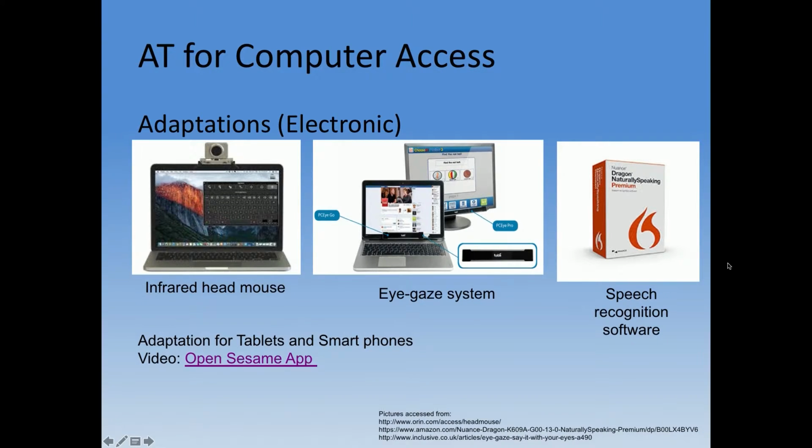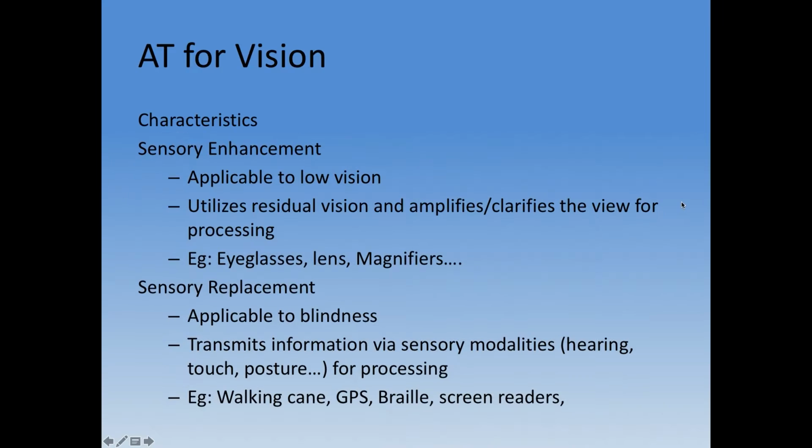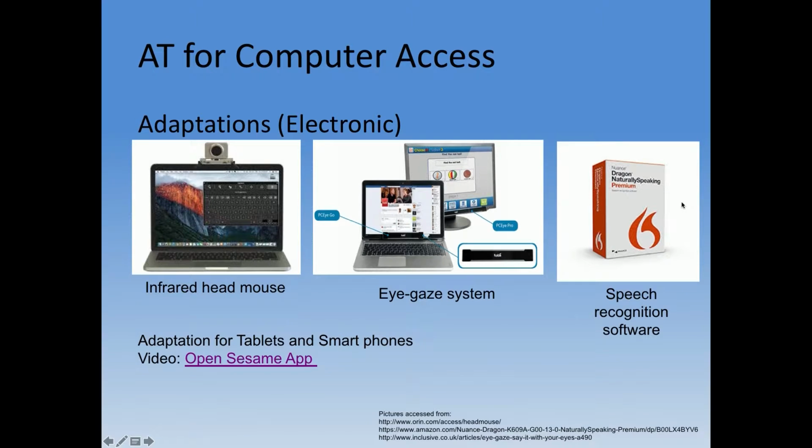If I don't have head movement, let's say I have late stage ALS or Lou Gehrig's disease, some progressive motor disorder, or a high level spinal cord injury, and I can only move my eyes, I can use an eye gaze system. Instead of tracking my head, it can track my eyes and emulate that movement on the screen. If I can speak clearly, we can use speech recognition like the Dragon software, which is a mainstream software out there.